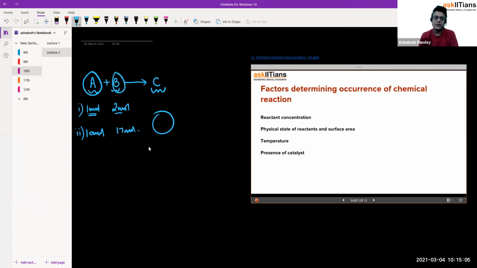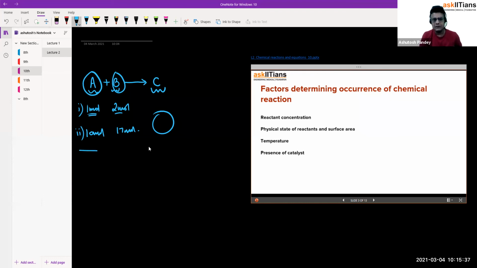So it means that the chemical reaction depends on the concentration of its reactants. It does not depend on the concentration of product, because product is going to form from reactants, and that's why the extent to which the chemical reaction proceeds will depend on the reactant concentrations. Okay, next, physical state of reactants and surface area.